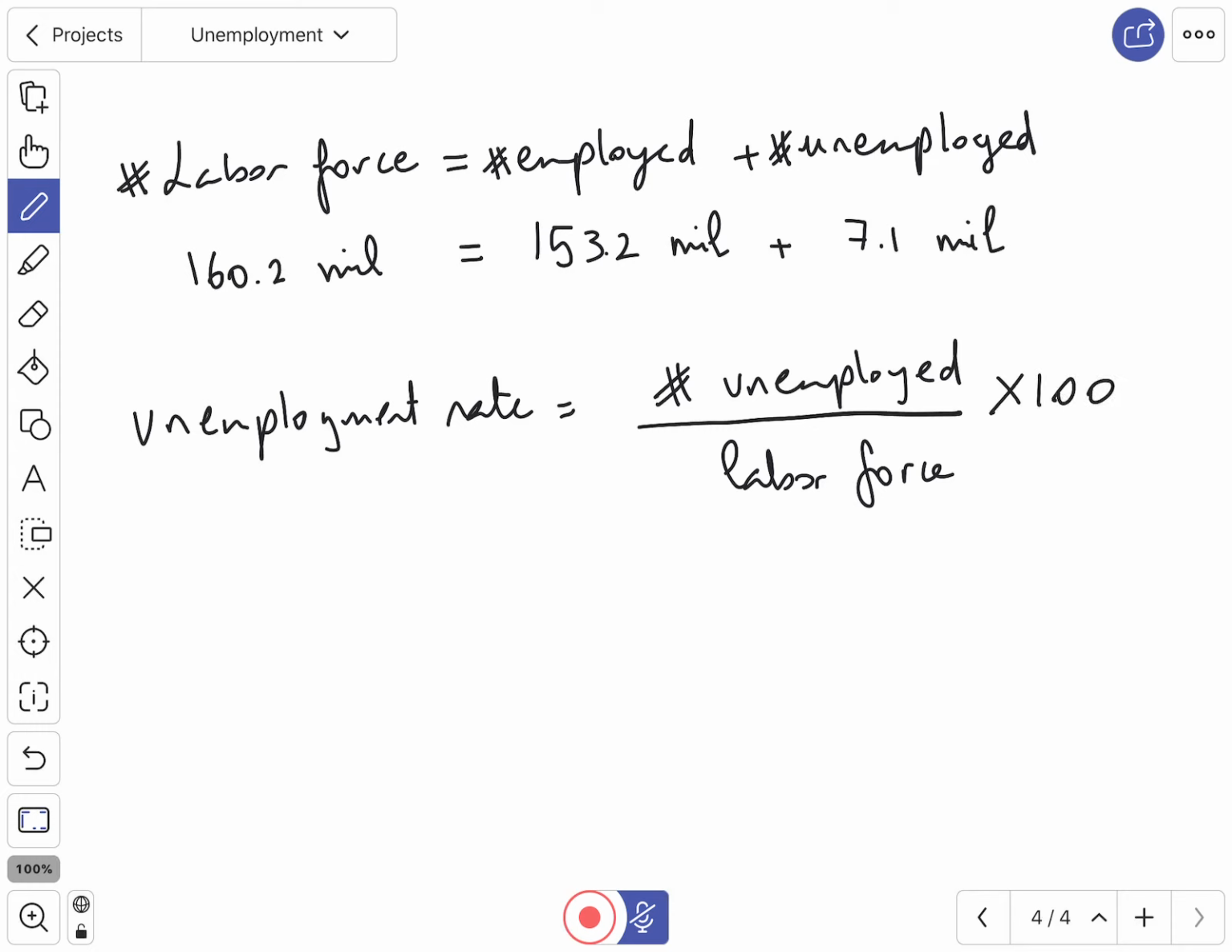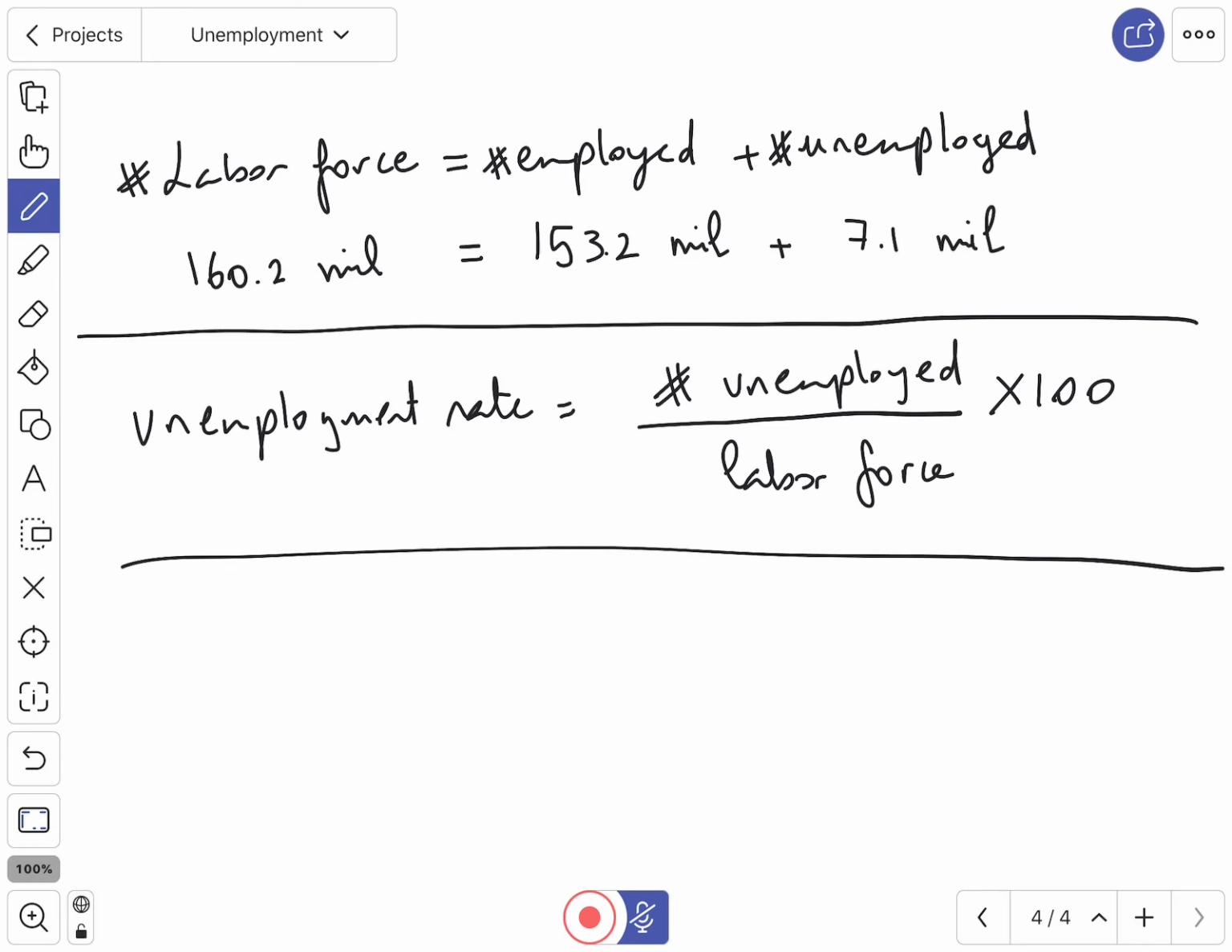Okay. What else? One of the other important statistics, so this is one and this is two, is the labor force participation rate.